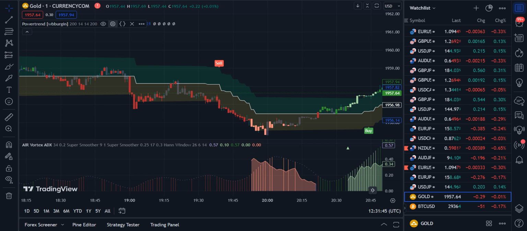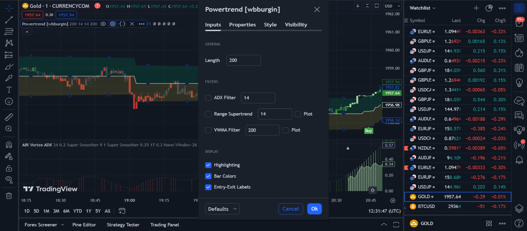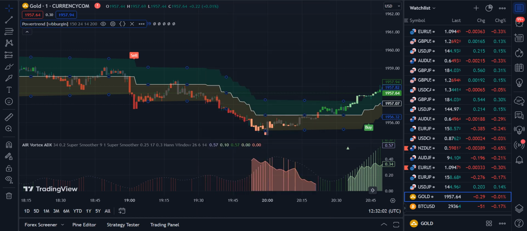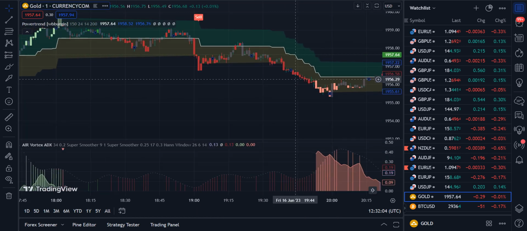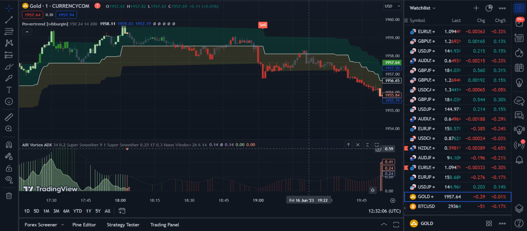So go into the settings of the first indicator, and that is the Power Trend indicator. We will change its length from 200 to 150, and we will change its ADX filter position from 14 to 24. Simply click on OK, and now it has been adjusted according to our requirement for this indicator.